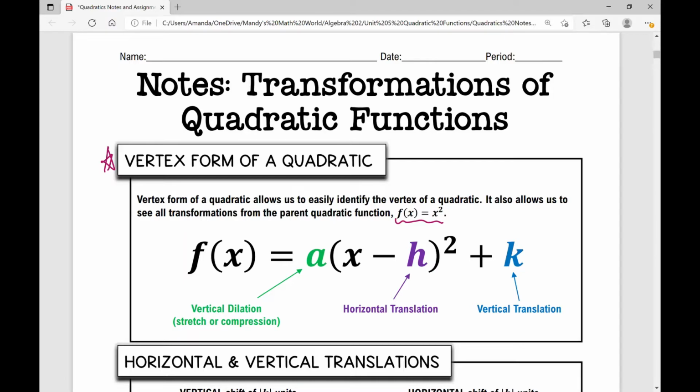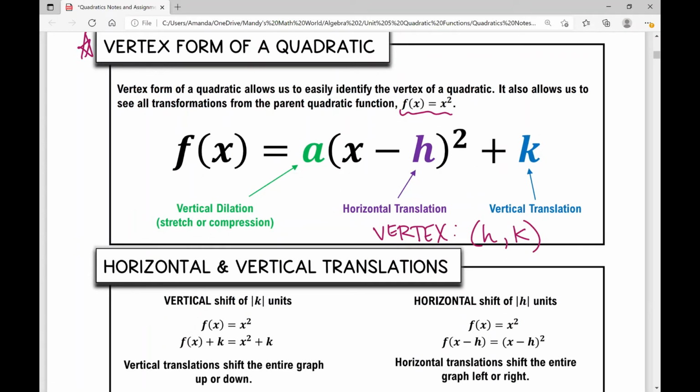That h value, which is in purple right here, represents your horizontal translation. Are you moving that quadratic left or right? That k value, which is in blue, represents your vertical translation. Are you moving that quadratic up or down? And your vertex, you may recall, is (h, k). All right, so let's move on to horizontal and vertical translations.